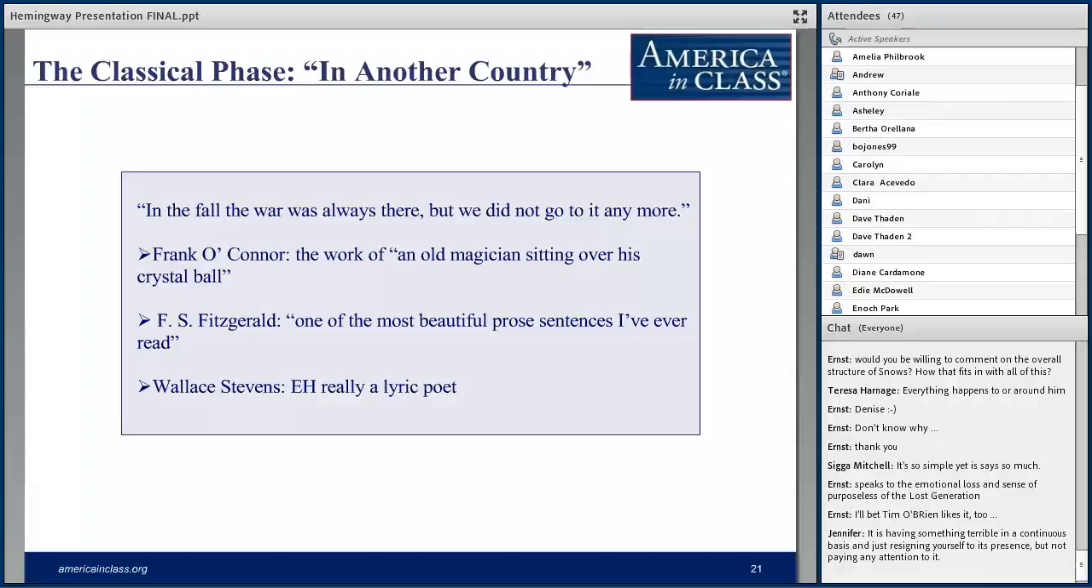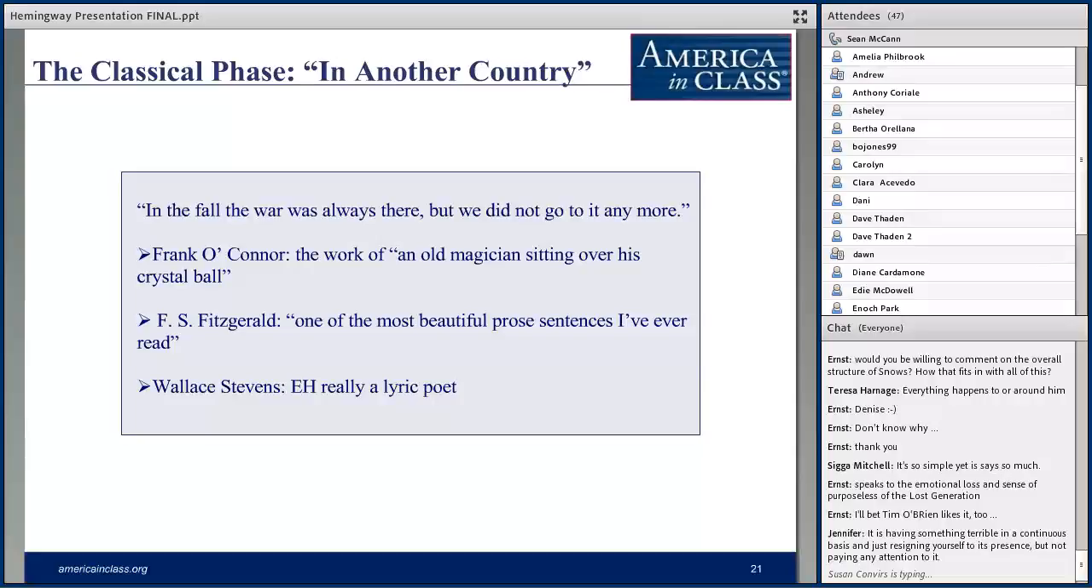Well, Jennifer agrees with that. It's having something terrible on a continuous basis and just resigning yourself to its presence, but not paying any attention to it anymore. Excellent. Or thinking you're not paying attention.